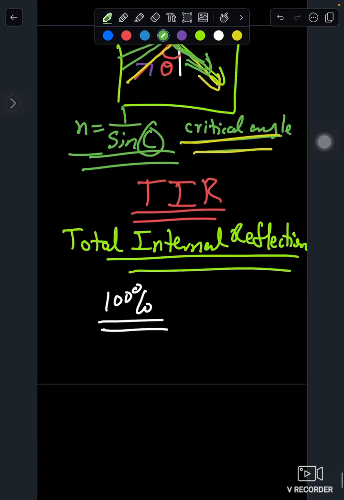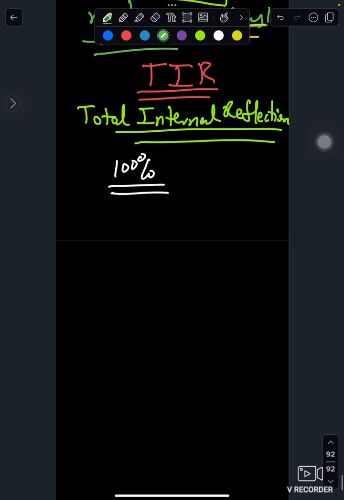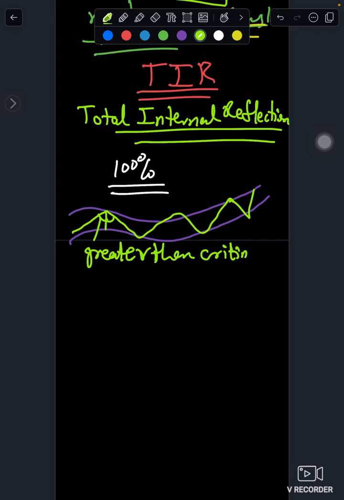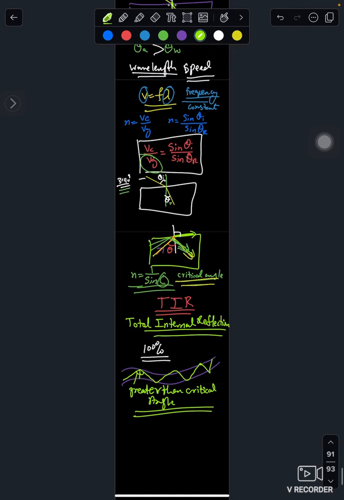So this is what happens in optical cables, optical fibers. Total internal reflection is used for light to travel through them. These angles are greater than the critical angle. Okay, so what else can we talk about here?